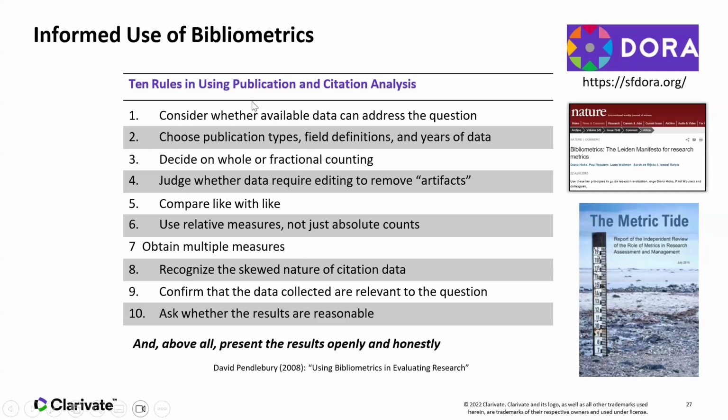congruent and consistent with the metrics that have been applied specifically in bibliometrics, because there are multiple metrics out there. There's Altmetrics, but just in the context of the Web of Science, we use bibliometrics.